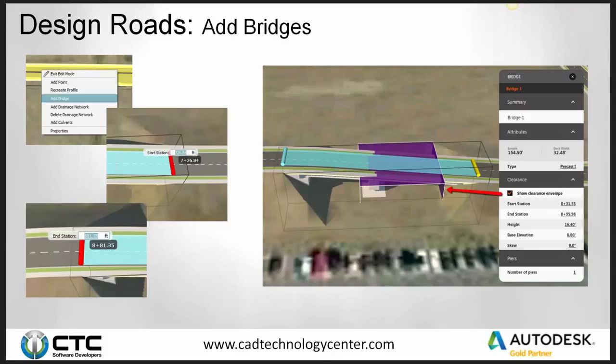But I can actually show my clearance envelope, and I can see the start station where I want it to be at, the end station, the height, the base elevation, and I could skew it so I could actually rotate it a little bit. And I could say, hey, I need to move my bridge column. With design roads and design bridges, I actually have the capabilities of moving that column. And so it might be offset, so I could get that clearance envelope to fit with only one column instead of two.